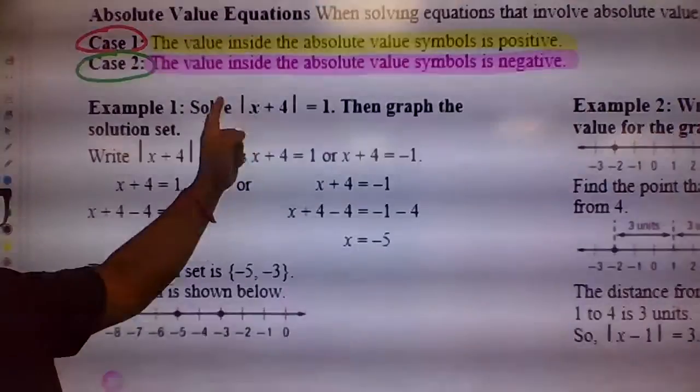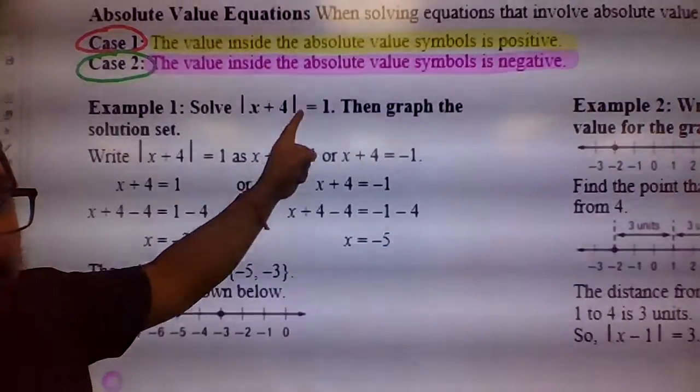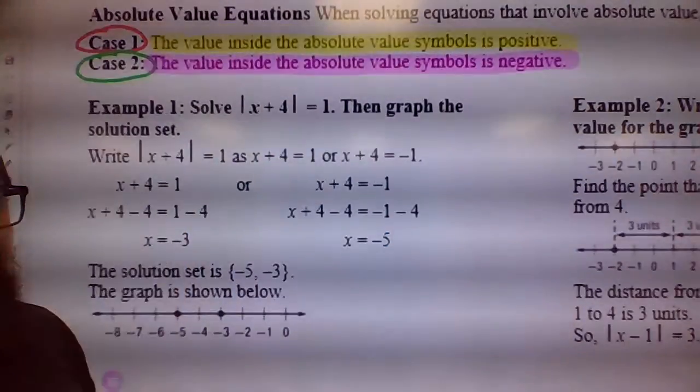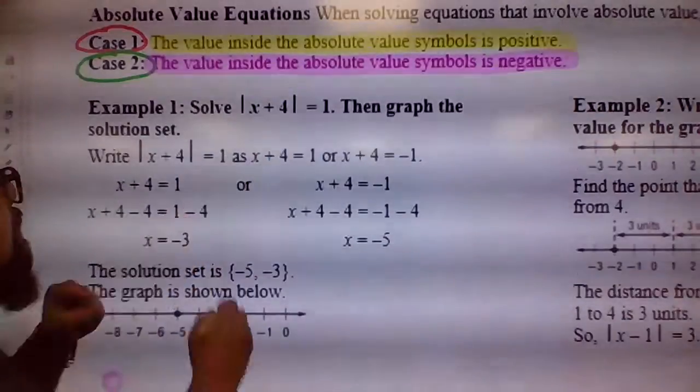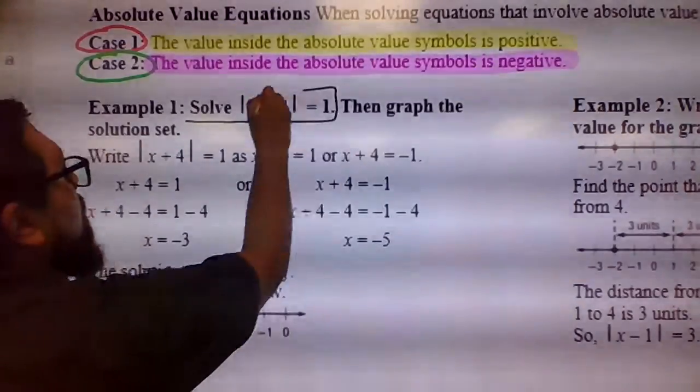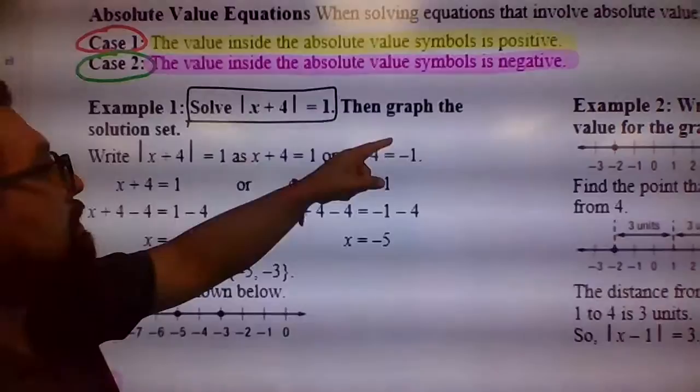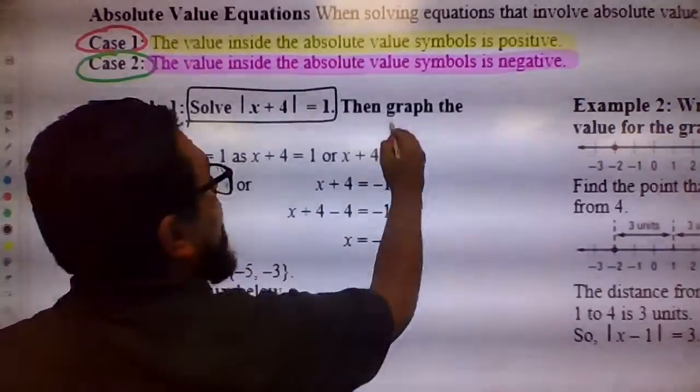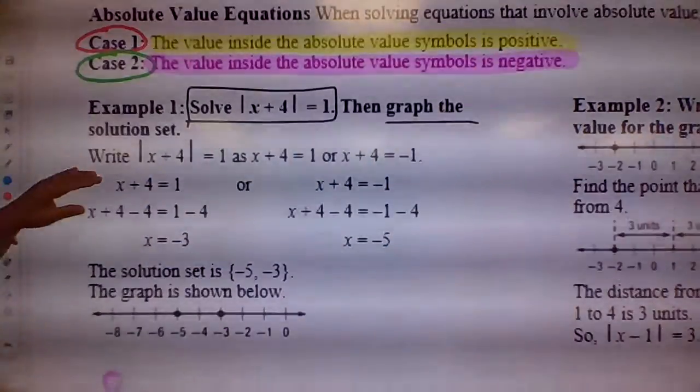Solve for the absolute value of x plus 4 equals 1. Then graph the solution set. So this is the equation that they are giving you. This is the equation. Then you've got to graph it. Okay, so we have it right here.